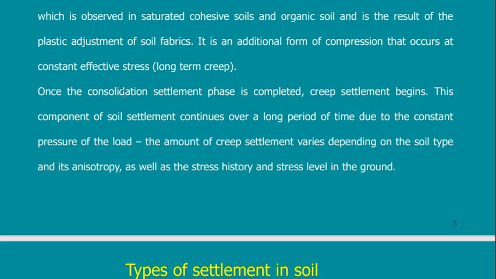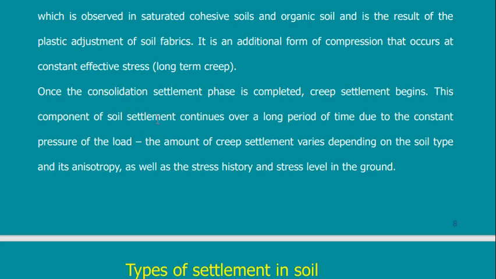Once consolidation settlement is completed, because before consolidation the water is carrying the load, the particles are close to each other. They start to touch each other again, and once they touch each other again, they start to modify the shape of their sides so that the particles would be rearranged to fit into a smaller volume. So creep settlement begins after the end of the consolidation.